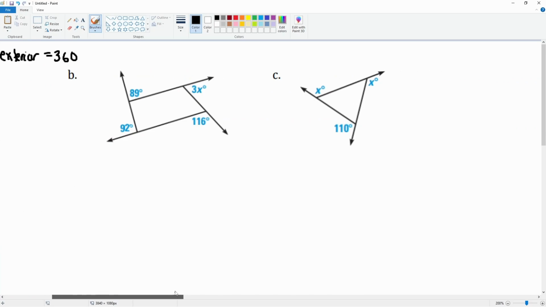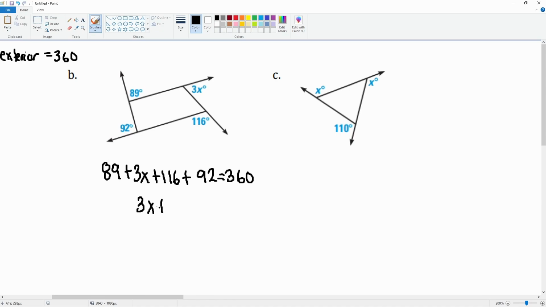Right? B, same thing here. The total sum, the total exterior angles have to add up to 360. So it's 89 plus 3x plus 116 plus 92 has to be equal to 360 degrees. Let's combine some like terms. 89 plus 116 plus 92, that gets you 297.